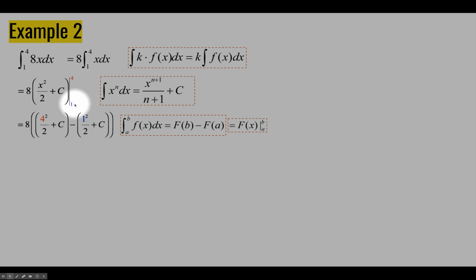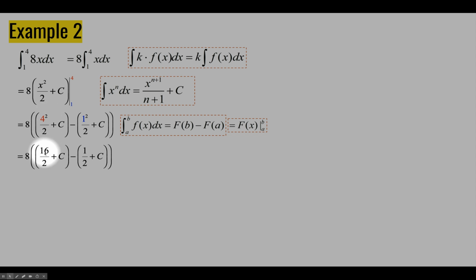So the fundamental theorem of calculus says to insert the higher limit of integration into the antiderivative. So I'll start by putting 4 into this function. I'm going to leave the 8 out here for the very end. So I have 4 squared over 2 plus c, and then minus, because the fundamental theorem of calculus says always to subtract these things, and then I evaluate the antiderivative at 1. So now I have 1 squared over 2 plus c. Now I have a little bit of careful arithmetic to do here.